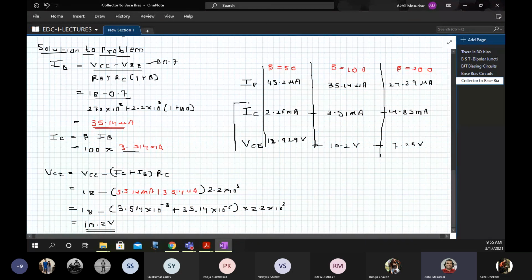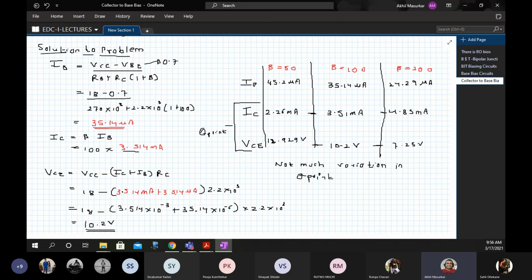So we can say that this is my Q point, and the Q points are very close to each other. That is, there is not much variation in Q point. So you might get problems on this in the exam.